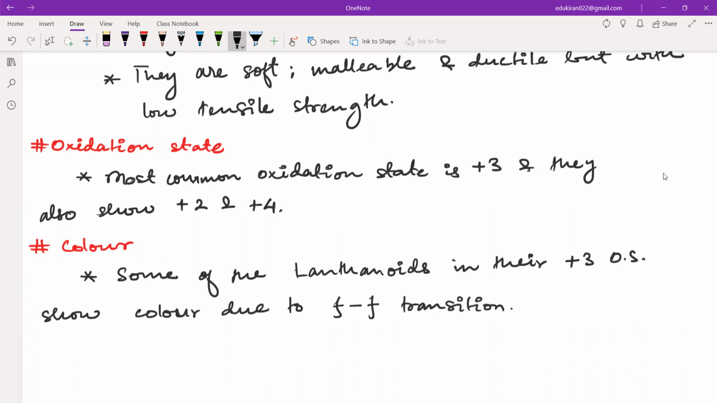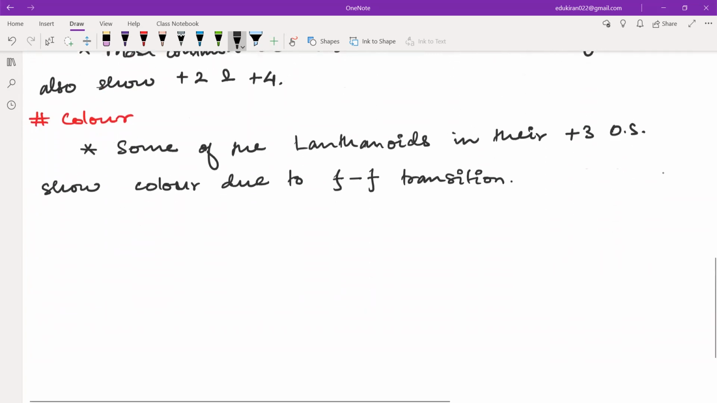There will be an electron in the f subshell. Light will come, it will hit the electron, the electron will rise up and absorb energy. Some of the light's energy will be absorbed, and some of it will be reflected back.